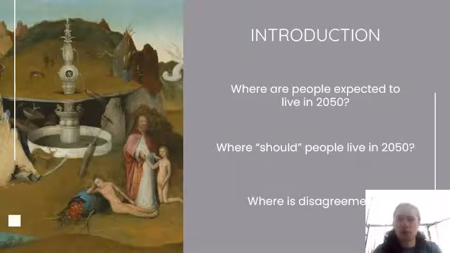So, then the final question is, what happens if these two agree? What happens when the expected human population distribution does not match the expected distribution of areas that are particularly favorable for human life?